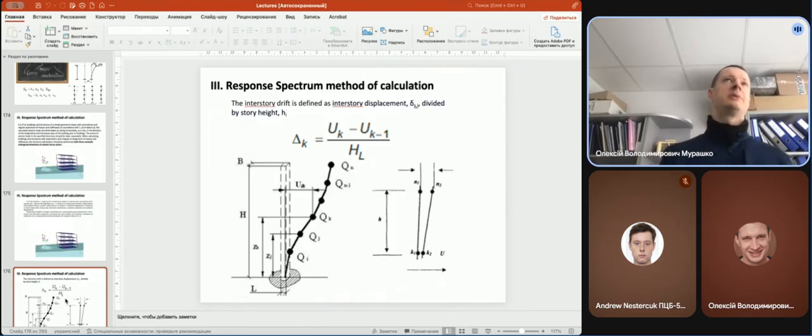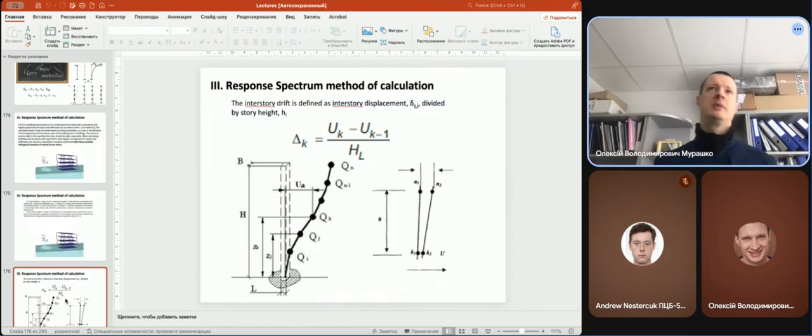The next important parameter which we have to discuss during our lectures is the interstory drift. Interstory drift is a parameter which gives the possibility to make a quantitative assessment of the building's behavior during the earthquake.